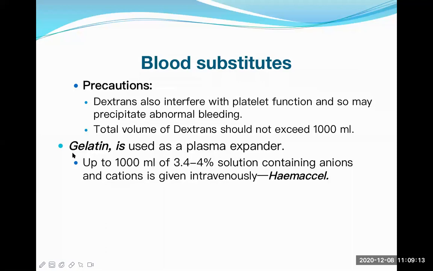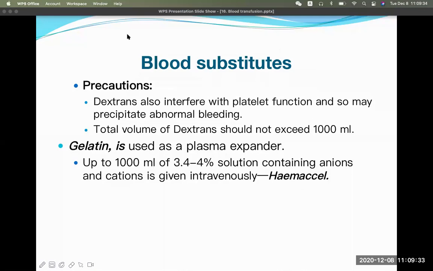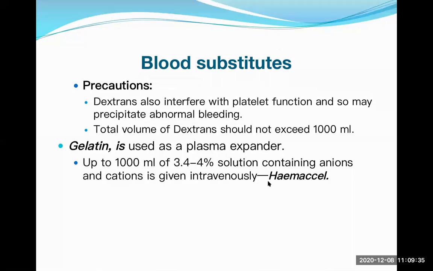Another example of colloid is gelatin. It is used as a plasma expander or as a form of colloid, and it can also be given up to 1000 ml or 1 liter. It is also known as hemaxyl in clinical practice. It is a very commonly used term. When you start working in the hospital, you can hear this hemaxyl from the senior doctors. That means it's a type of gelatin.